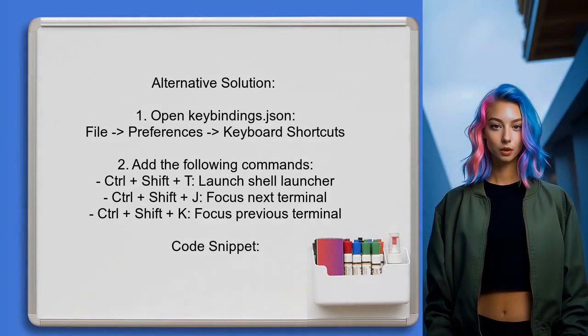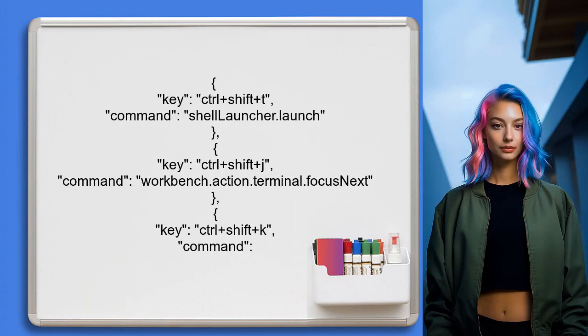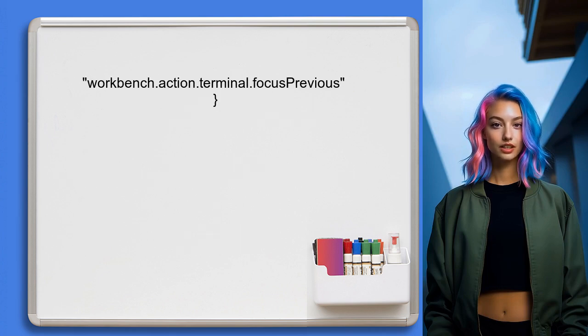An alternative approach to changing your default terminal in Visual Studio Code involves editing the key bindings. You can access the key bindings file by navigating to File, then Preferences, and selecting Keyboard Shortcuts. In this file, you can add specific commands to quickly switch between terminals.